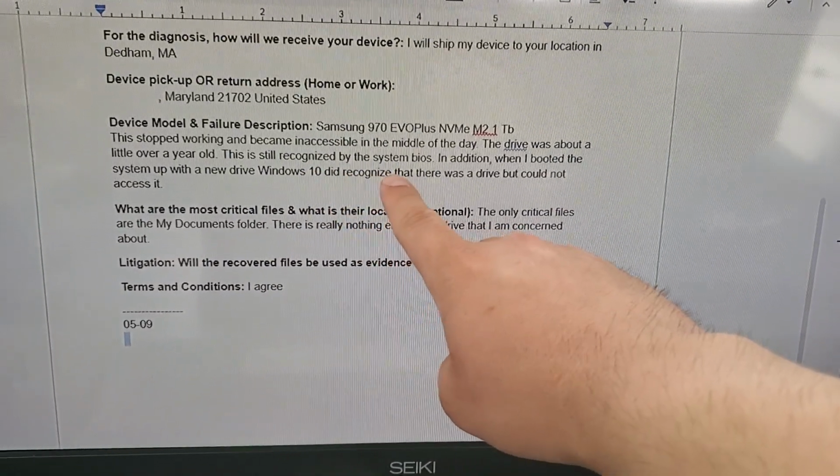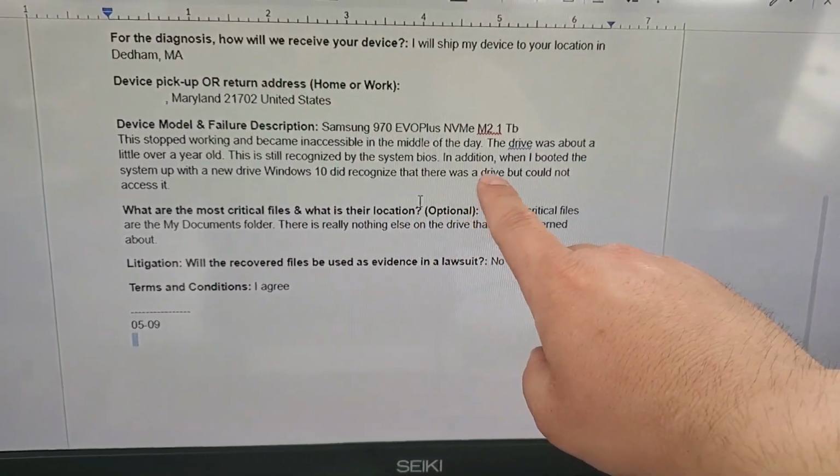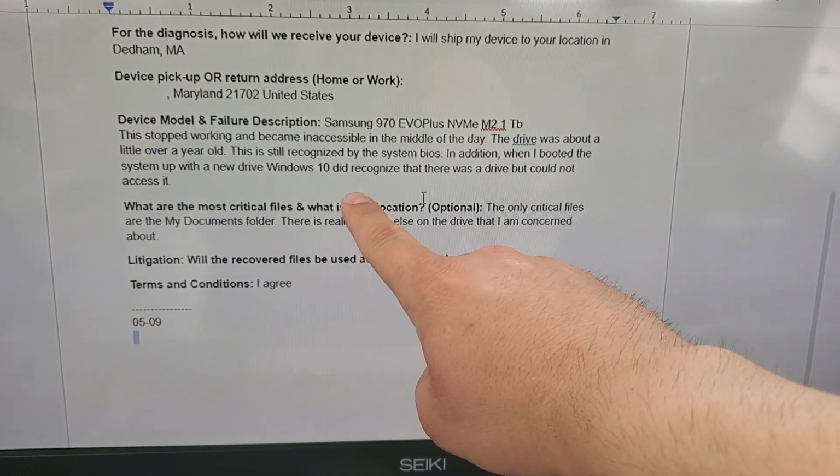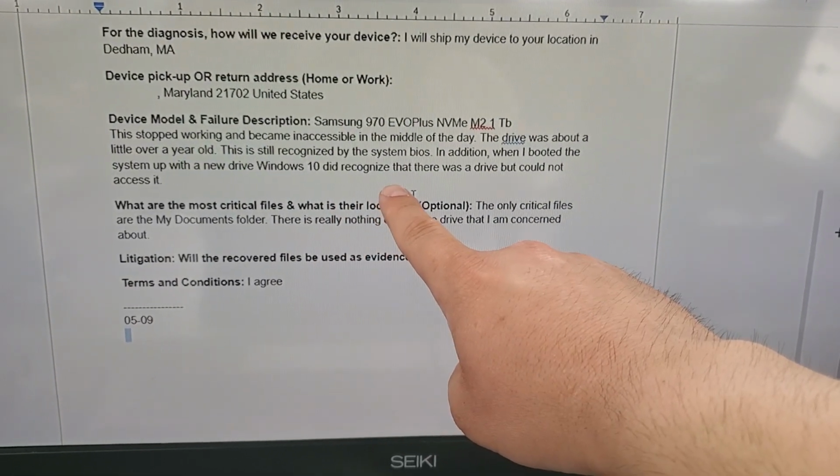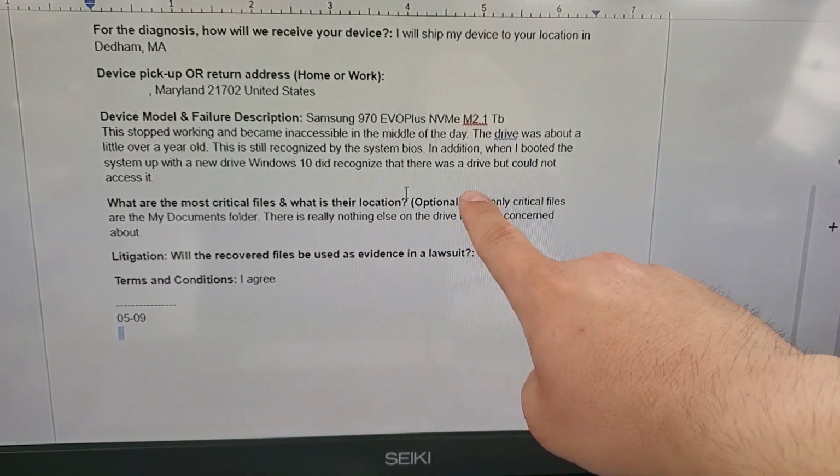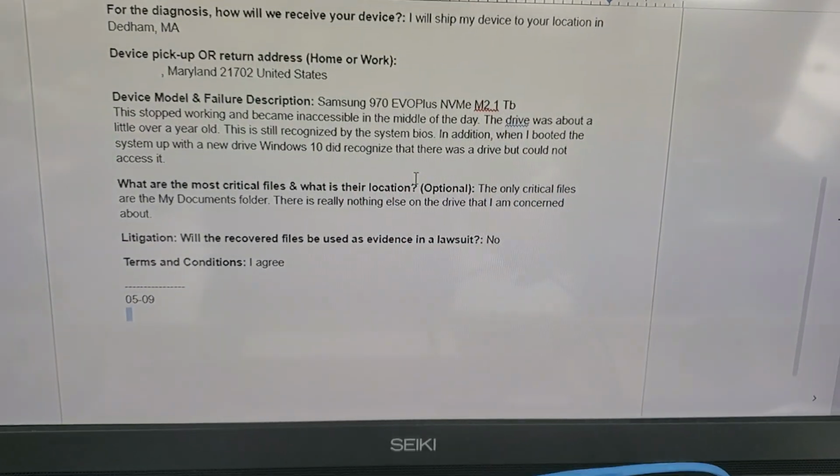It is still recognized in the system BIOS. When I booted the system up with a new drive, Windows did recognize that there was a drive but could not access it. Okay, so this makes sense.